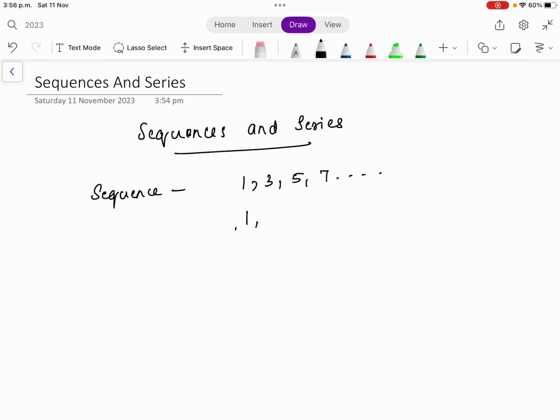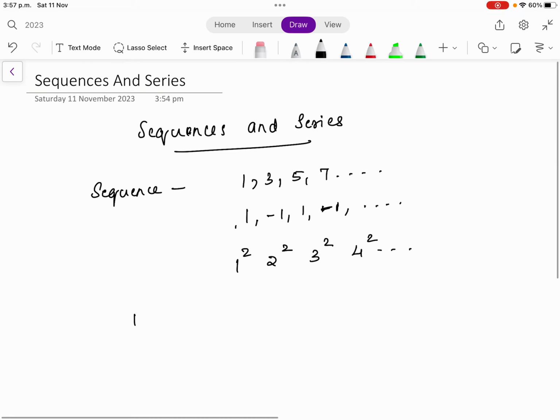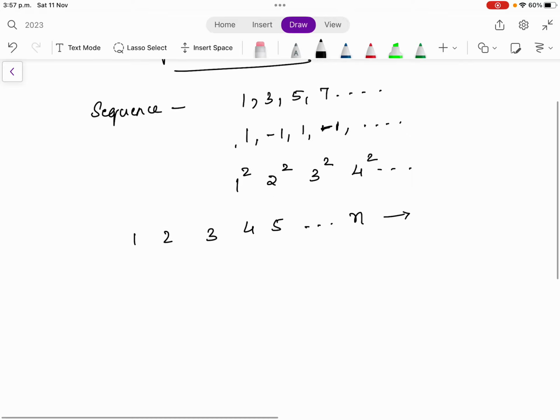Or if I say 1, minus 1, 1, minus 1, then this is also a sequence. It can include fractions also. It can include exponents: 1 square, 2 square, 3 square, 4 square. These are all specific sequences. Now if you take a sequence 1, 2, 3, 4, 5 up to n, this is the sequence of the natural numbers. Just a set of natural numbers.